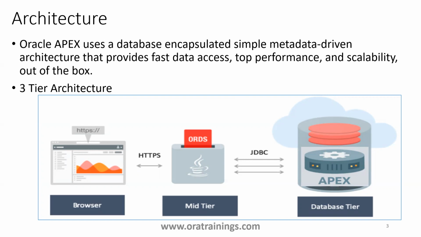If you observe the diagram below, it's a very simple three-tier architecture. The request will be sent from the browser to the middle tier, which is the ORDS layer. Then from the ORDS layer, it will be sent to the Apex engine, and from there it will further hit the respective data source.